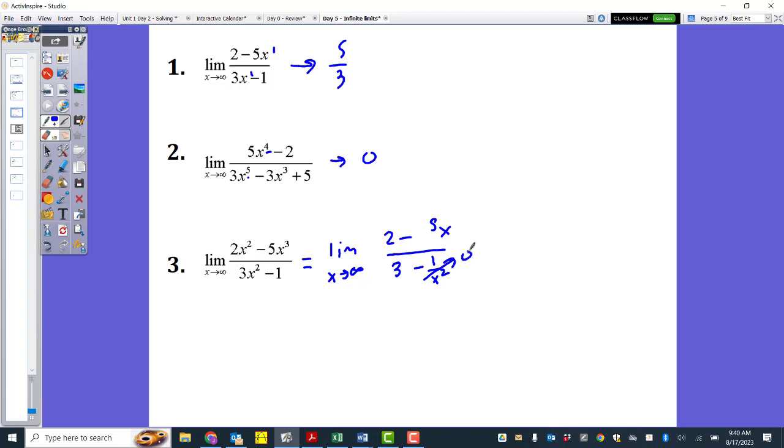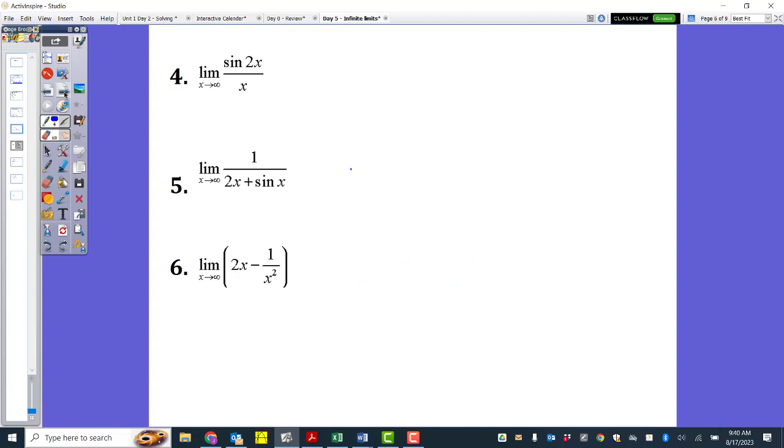That's going to go to 0. This is going to be 2 minus infinity, so a negative infinity on top, divided by 3, still a negative infinity, so negative infinity. Okay? We can also look at some with sine.